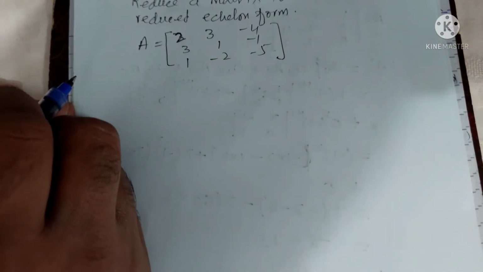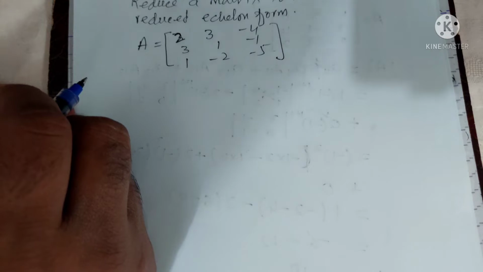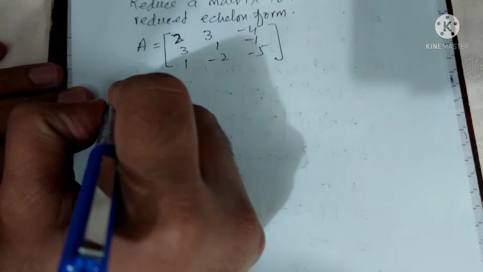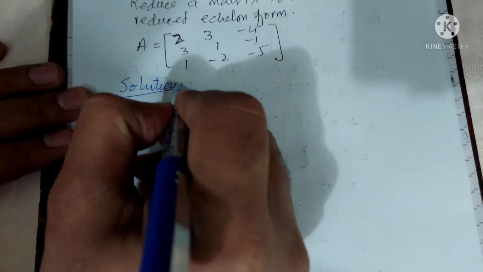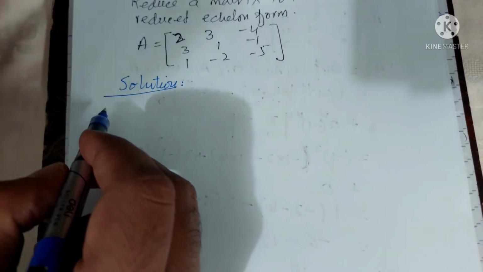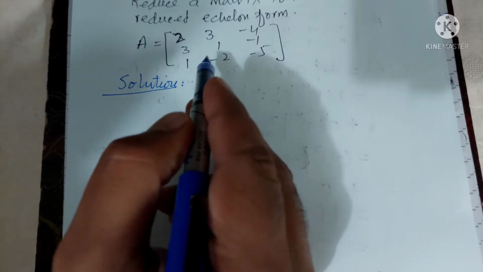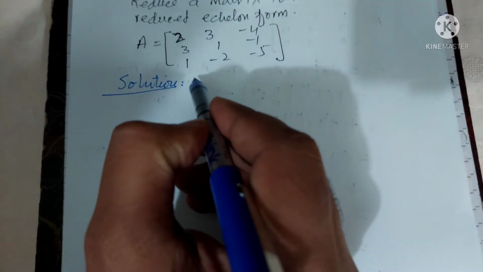Assalamu alaikum students. Today we are going to discuss how we can reduce a matrix to its echelon and reduced echelon form. So let's start. We will use elementary row operations to reduce this matrix to its echelon and reduced echelon form.